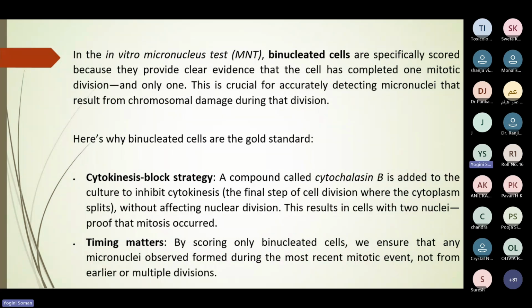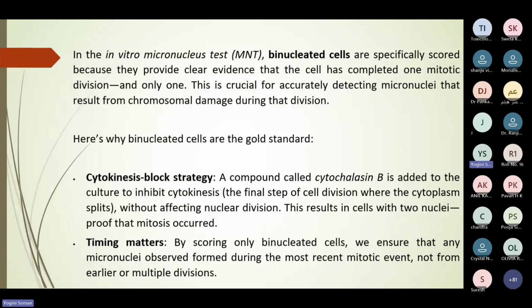So in the in vitro micronucleus test, the binucleated cells are specifically scored because they provide clear evidence that the cell has completed one mitotic division and only one. This is crucial for accurately detecting micronuclei that result from chromosomal damage during that cell division. So binucleated cells are the gold standard for this assay.